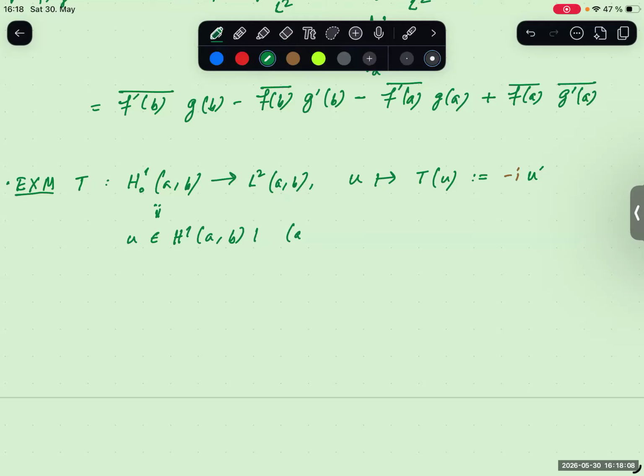So u(a) equals 0 equals u(b). That's the domain. Okay.